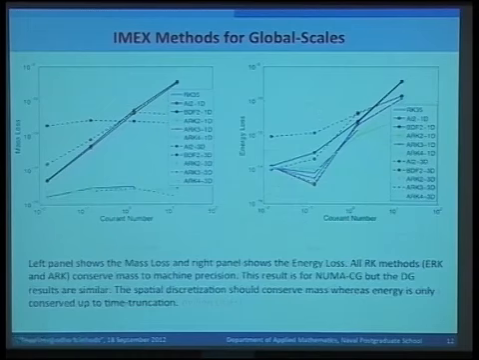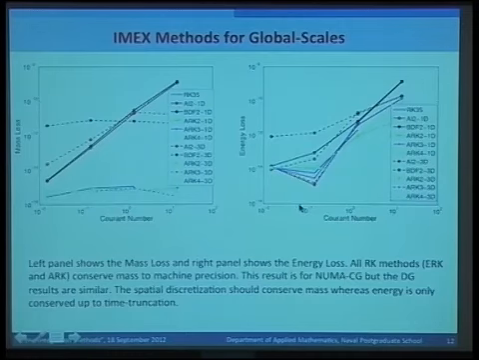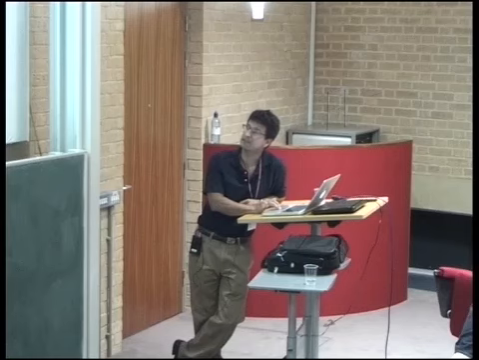And one of the things that we found interesting was if you look also at the mass and energy loss of these methods. The spatial discretization method we use should conserve mass, but it doesn't need to conserve energy because we're not writing it in energy conservation form. However, you should see that it conserves energy up to time truncation. And one thing that you see is that here is basically 10 to the minus 16, this line down here. All the RK methods sit up there, including the RK35, and all the ARK methods sit at basically 10 to the minus 15th.